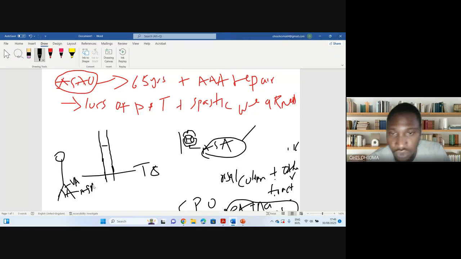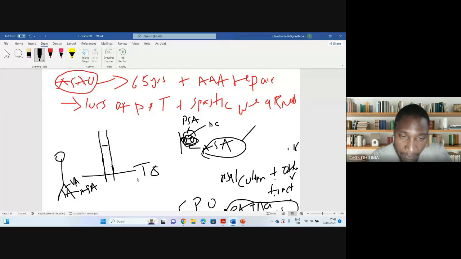If there's damage to this anterior spinal artery, it means that all this part here will be affected. That means only the dorsal column will be spared, because the dorsal column is supplied by the posterior spinal artery.